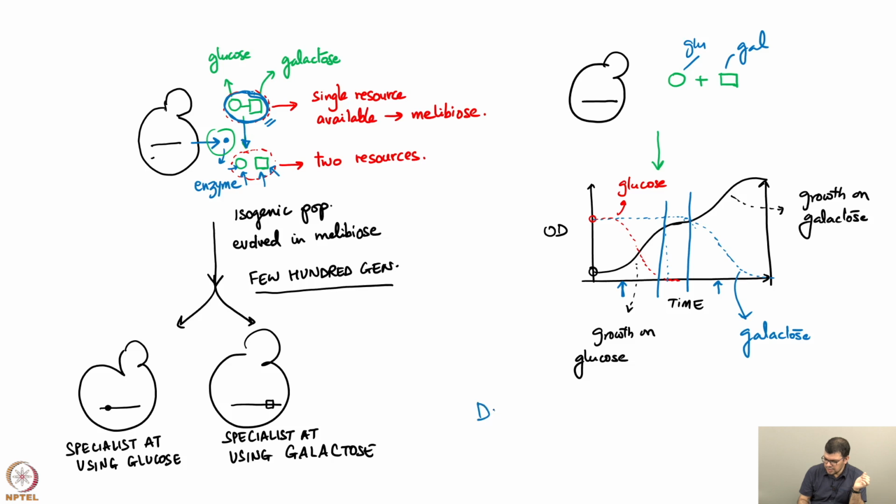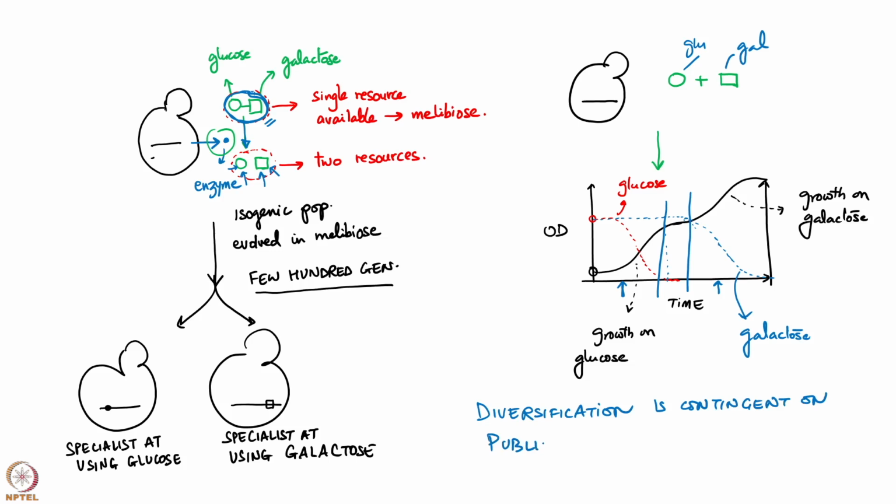Hence, this diversification that we see is contingent on public goods. Public good, which is melibiose hydrolysis. And this is something that our group published in the journal called Evolution in 2022.